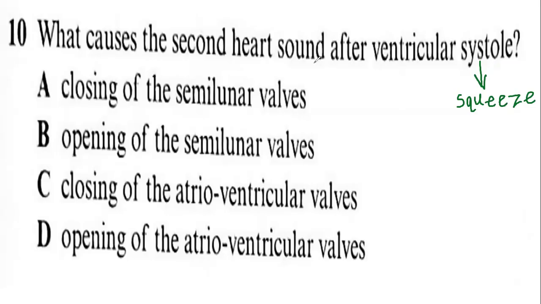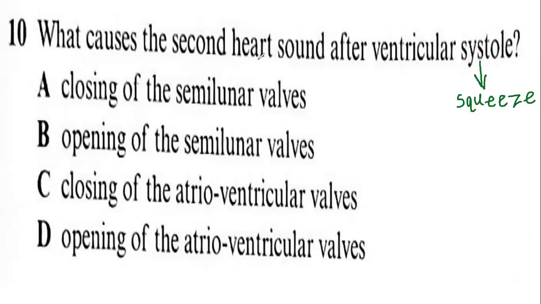B, opening of the semilunar valves. Anyone else? C, closing of the ventricular valve. Is it A? A, closing of the semilunar valves. Why y'all giving me different answers to this one? Anyone else?